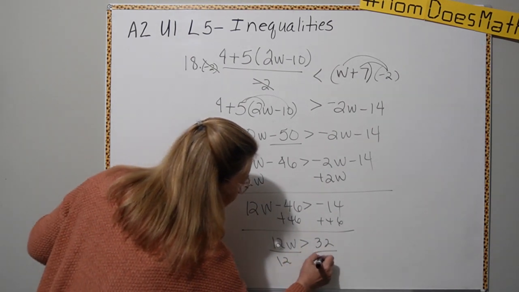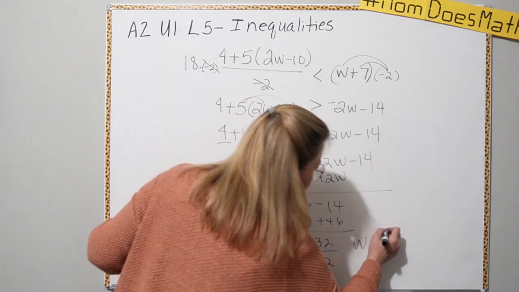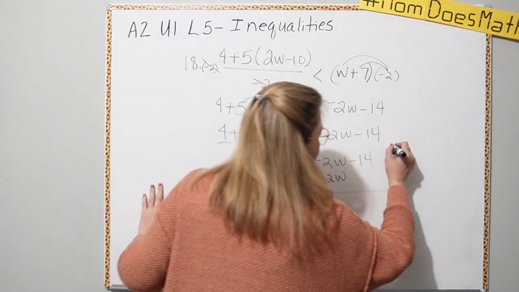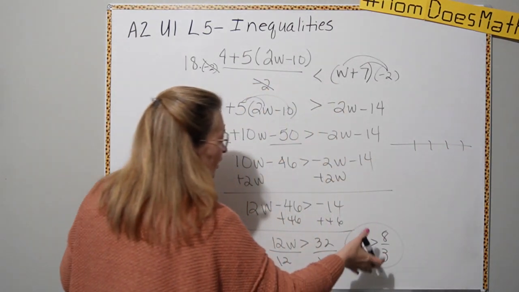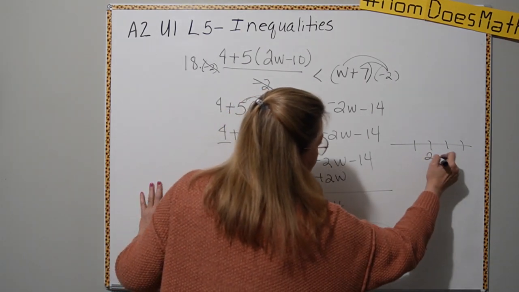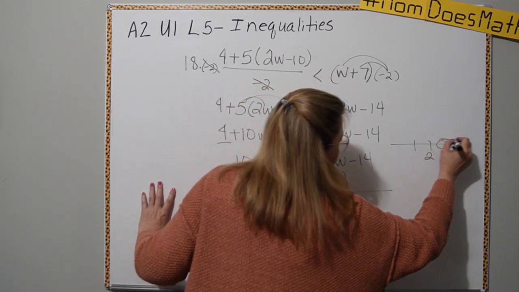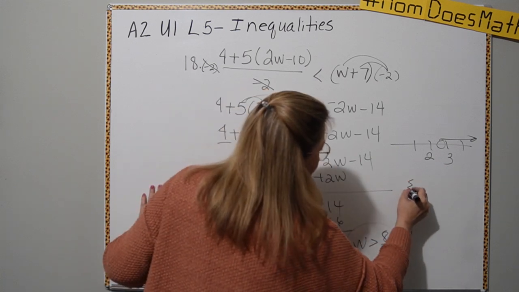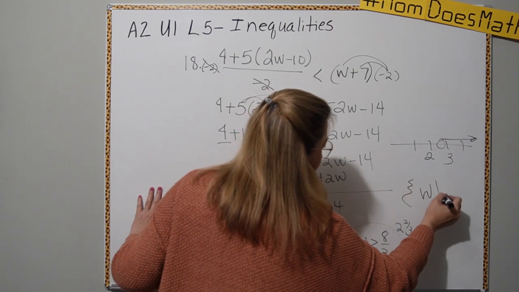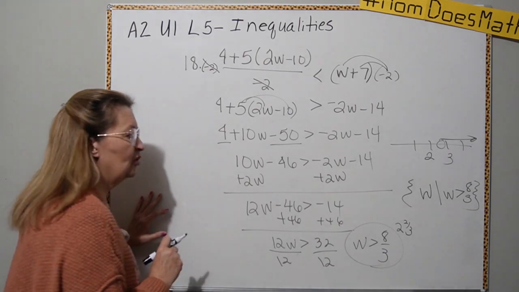Divide both sides by 12. And w is greater than, 4 will go into both of these, so it will simplify to 8/3. All right, let's graph it. And you could just put 8/3 somewhere, or you can change it to an improper fraction, which would be 2 2/3. So if you pick 2 and 3. Now since this is just greater than, it's an open circle. It goes off to the right. And now to put this in set notation is going to be, what was our variable? W, such that W is greater than 8/3, close your brace. And that is all.